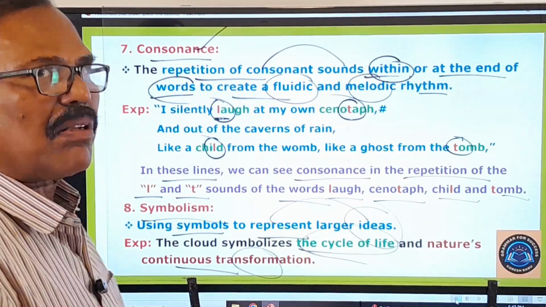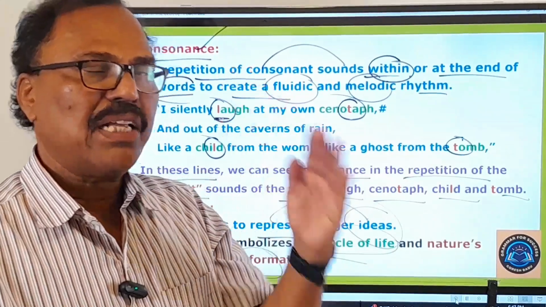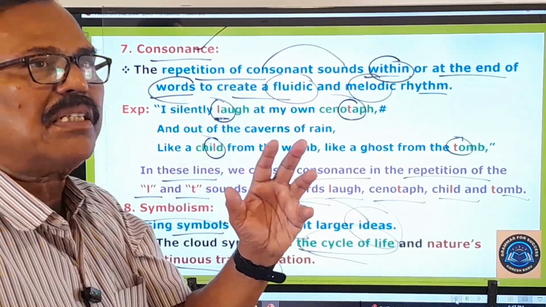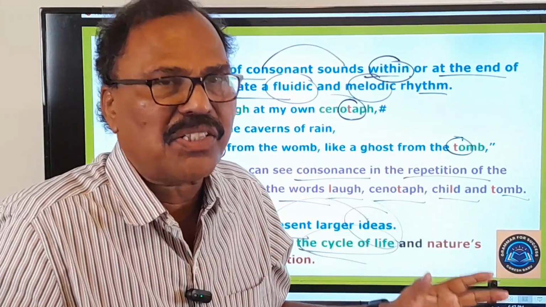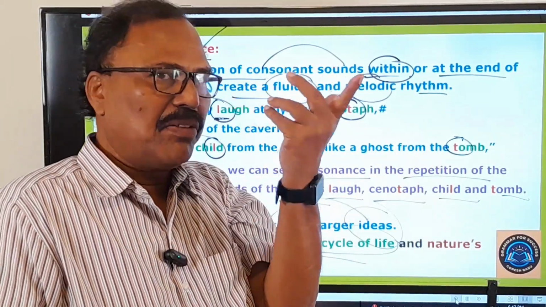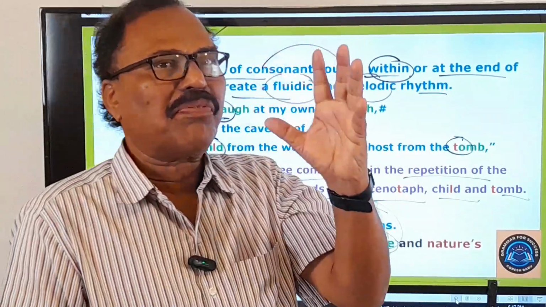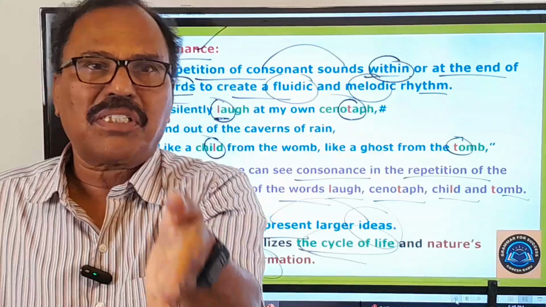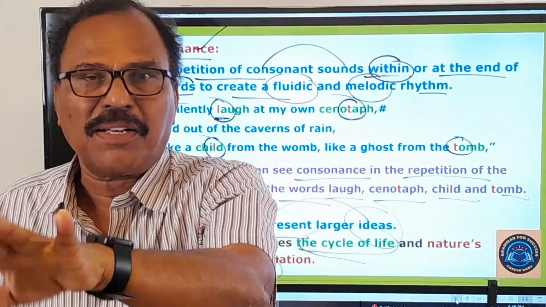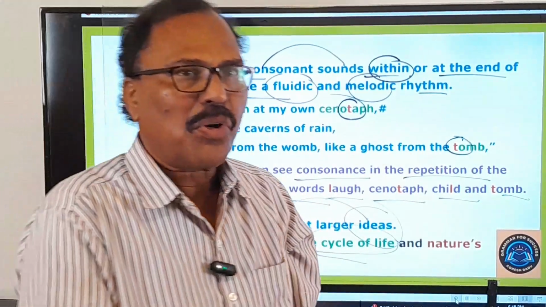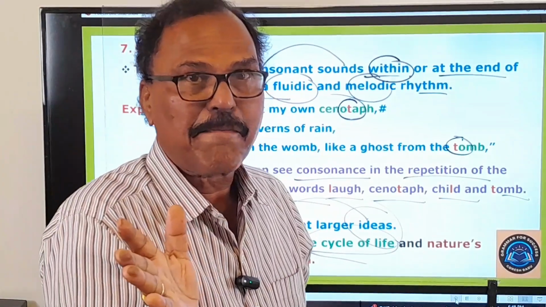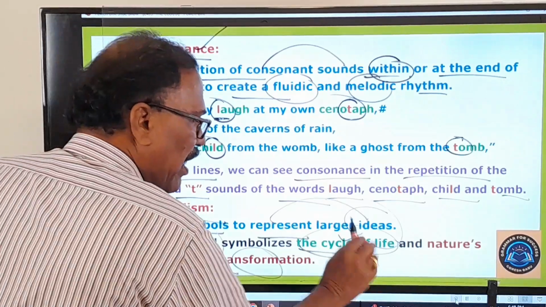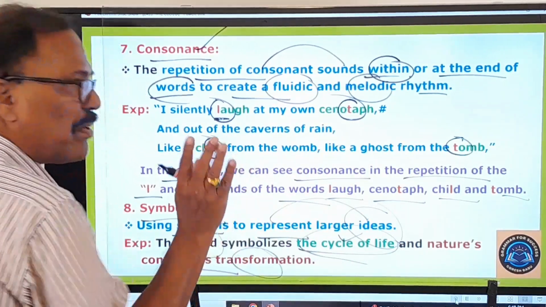And this cloud also symbolizes nature's constant transformation. Nature doesn't remain stagnant or static. Yesterday itself I told you in that video, you cannot always find the spring season. After some time, there comes the summer season. After that, autumn season. After that, winter season. So throughout the year, nature keeps on changing. In this poem, this cloud symbolizes two things: the cycle of life, and nature's continuous transformation.